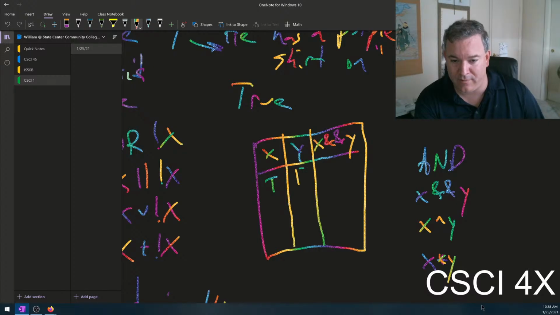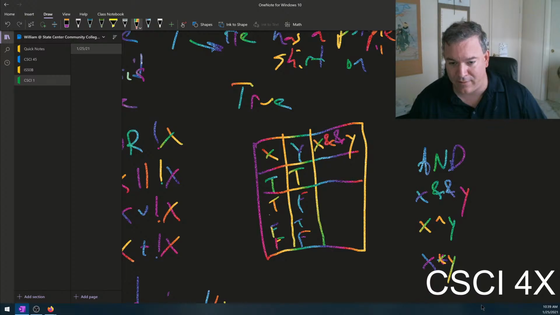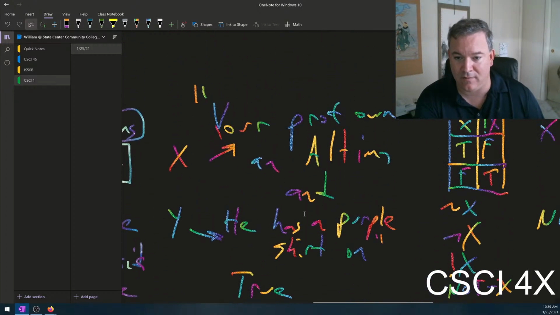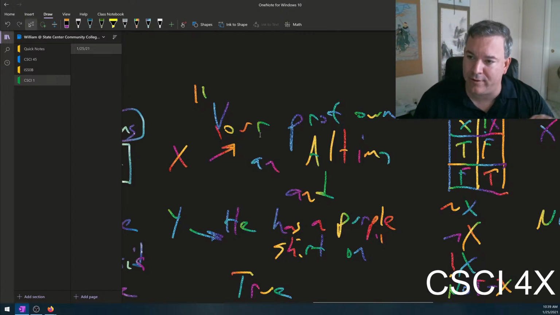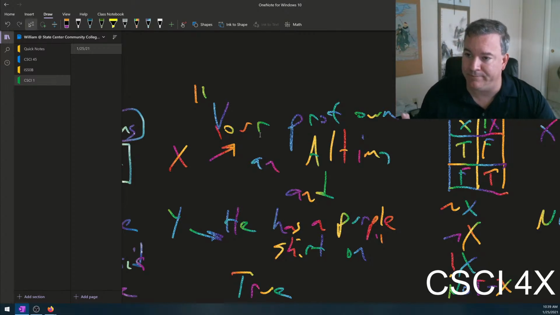The 4 possibilities are true, true; true, false; false, true; false, false. Prior to even looking at the evidence, you can fill out this little cheat sheet, right? An and is only true if both sides are true. So an and is this statement here: your professor owns an Altima and he has a purple shirt on right now. This is only true if I both own an Altima and have a purple shirt on right now. Okay?